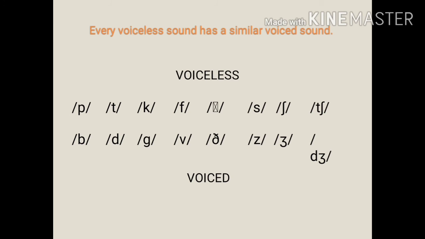Every voiceless sound has a similar voiced sound, like p and b. There is a similarity between p and b, that is, between voiceless and voiced sounds. I have mentioned here the sounds that have this particular similarity: p, b, t, d, k, g, f, v, th, th, s, z, sh, zh. So there is a particular similarity between these voiceless and voiced sounds.